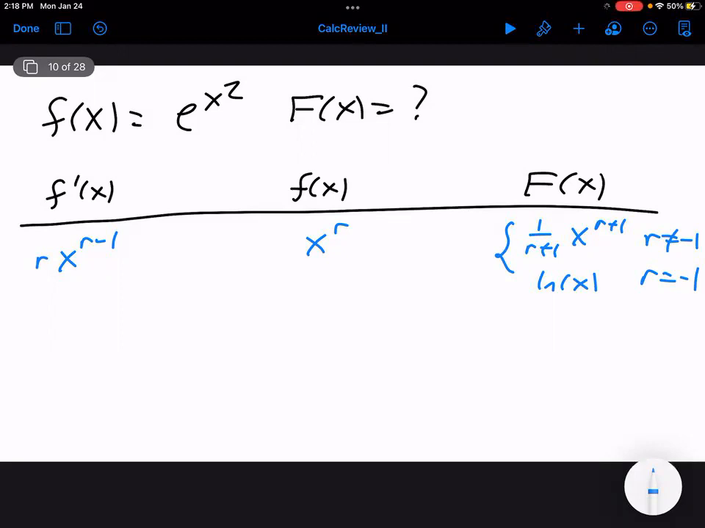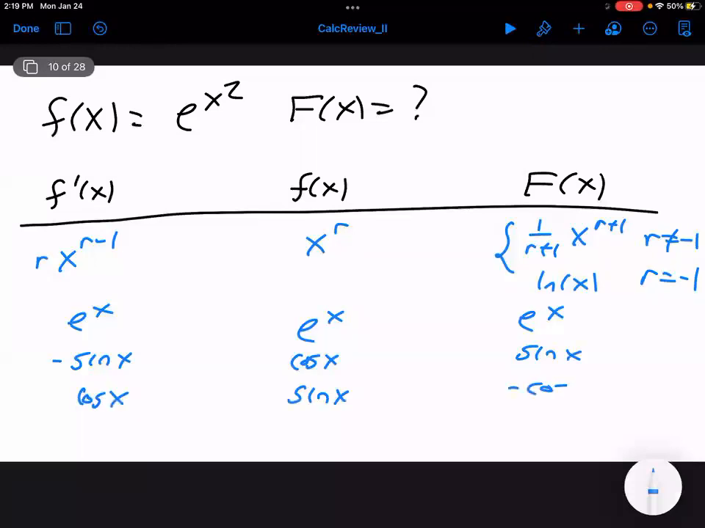We can look at other functions, e to the x. Well, this is actually one of the beautiful ones. Its antiderivative is e to the x, and its derivative is e to the x. If I give you cosine of x, its derivative is minus sine of x, and its antiderivative is sine of x. And if I give you sine of x, its derivative is cosine of x, and its antiderivative is negative cosine of x. And it turns out that the derivatives of sine and cosine are related to the exponential function. We talked about that in the Calc 1 review.